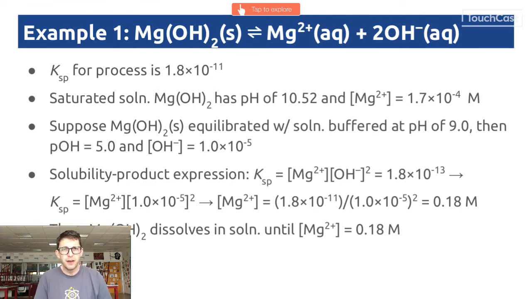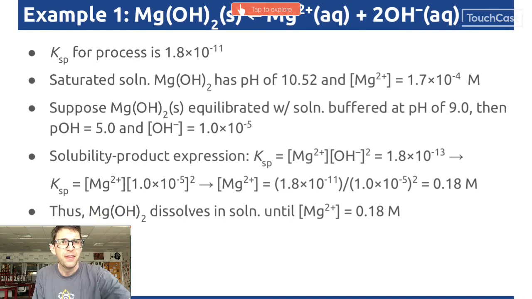And because you understand the definition of pOH being the negative log of the concentration of hydroxide ions, you know you can calculate that the concentration of hydroxide ions in the solution will be 1 times 10 to the negative 5th. Now, if we plug those values into the solubility product expression, we can then find that the concentration of magnesium ions will be 0.18 moles per liter. Now, compared to our saturated solution that had a pH of 10.52, we can look at these values and see that if we have a lower pH, right, then we're going to get a lot more of this salt dissolve.